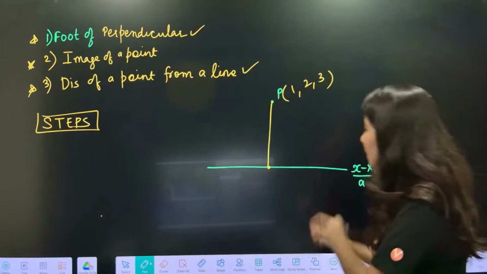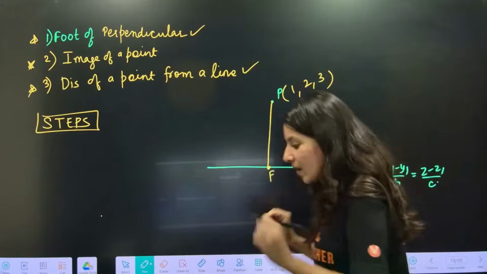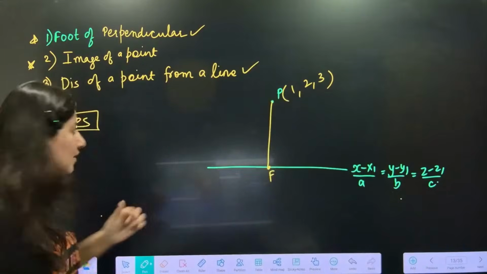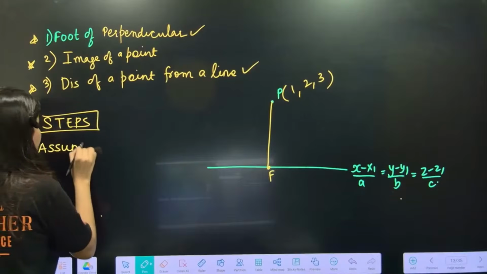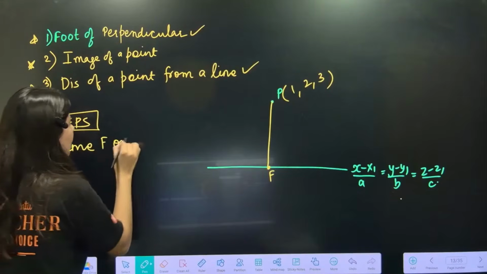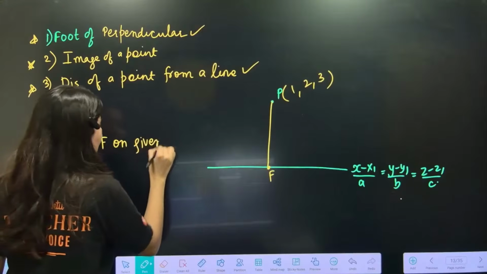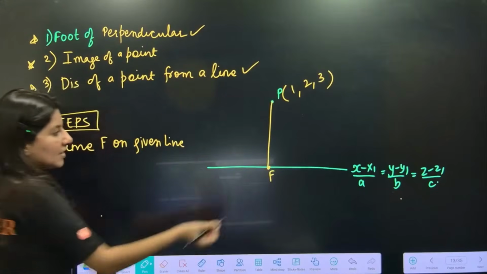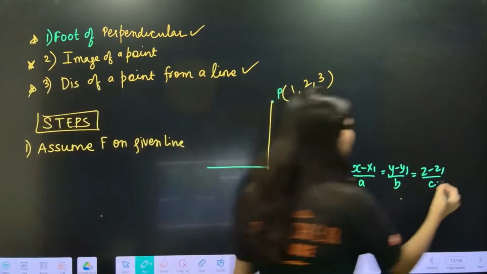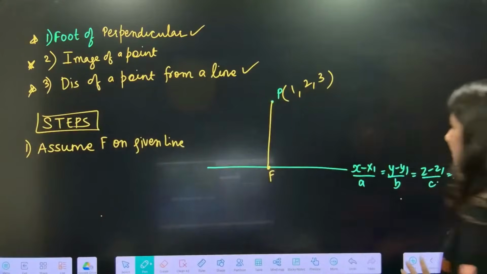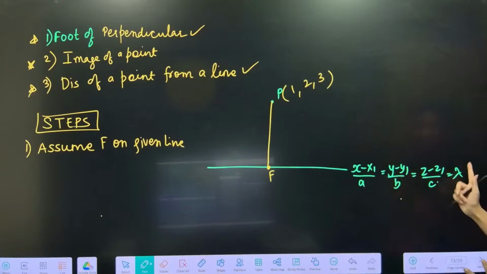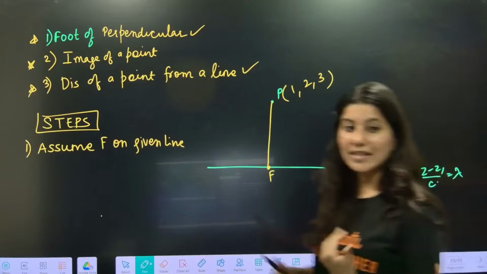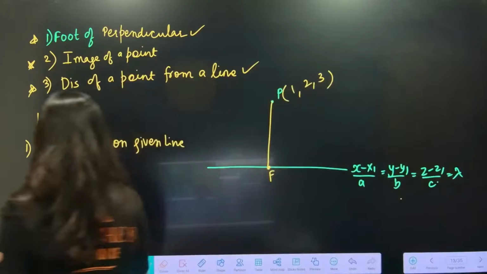So ma'am, what to do? First of all, let's assume F is a point on the line. The very first step is to assume F on the given line. So in terms of lambda, you can assume, right? How to assume any point on a line? In terms of lambda. Calculate x in terms of lambda, calculate y in terms of lambda, calculate z in terms of lambda. So yes, that is done.